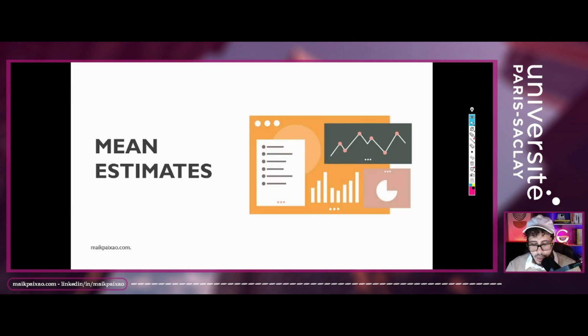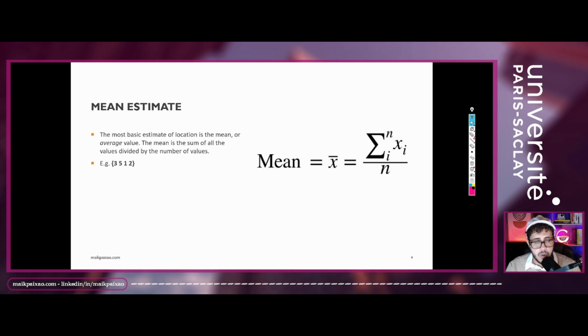So I think some of you may know the mean estimate. It is the most basic estimate of location and is also called the average, depending on the country where you learned. The mean is basically the sum of all the values divided by the number of values that we have in our data set.